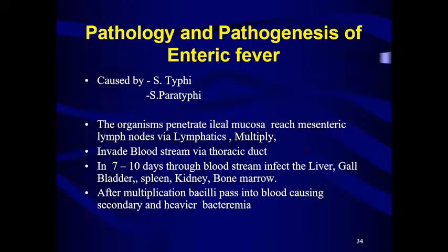They invade the bloodstream via the thoracic duct with lymphatic drainage. In 7 to 10 days post-infection, you have bloodstream infection of the liver, the gallbladder, the spleen, the kidney, and the bone marrow. After multiplication, the bacilli pass into the blood, causing a secondary, heavier bacteremia.